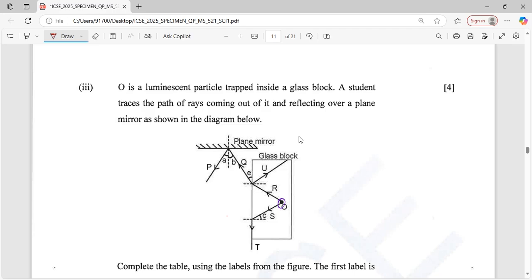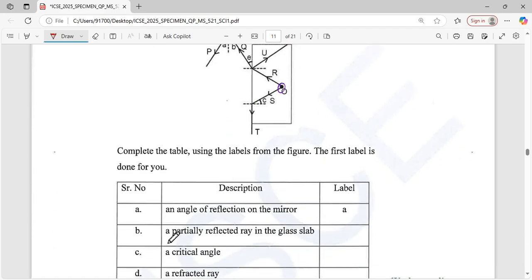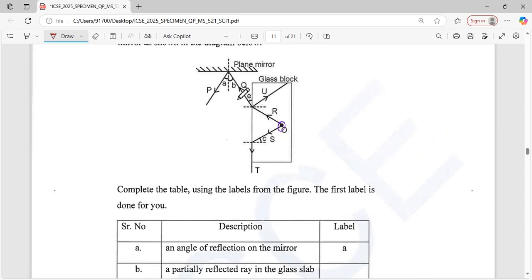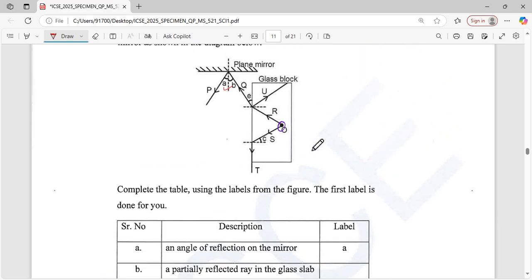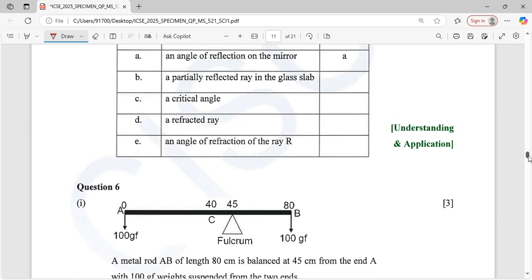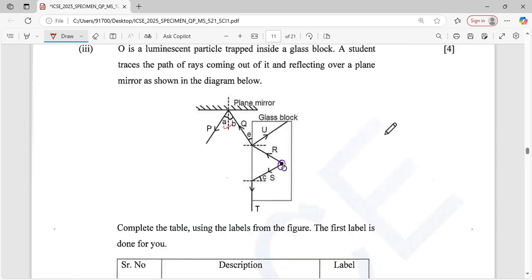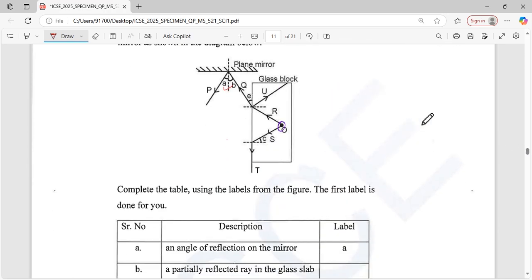Now, the question: angle of reflection on the plane mirror is A, the effect of reflection is also A, very good. A partially reflected ray in the glass slab. Partially reflected on the glass slab. Here the incident and reflected, so that is U. Next, critical angle.